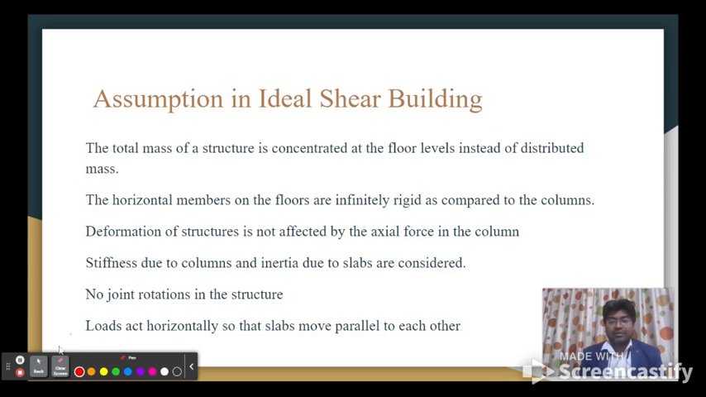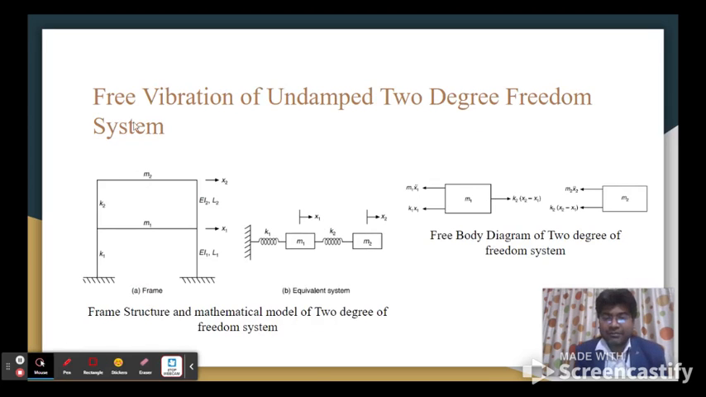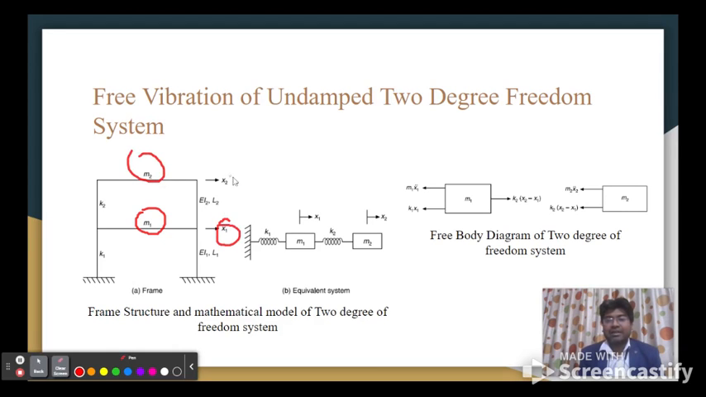Moving to our next slide. See, free vibration of undamped 2 degree of freedom system. What is happening here? We have made a two-story building here, with lumped masses m1 and m2, where m1 is displaced by x1 and m2 is displaced by x2, and these are the stiffnesses, k1 and k2. Same here, k1 and k2.